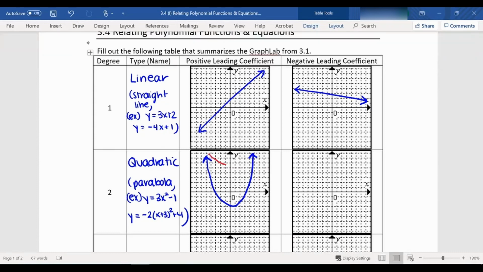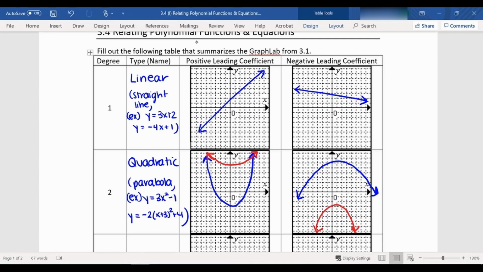You might have something that looks like this. So your U shape does not have to cross the axis. You could have a U shape that is opening up and is completely above the axis. Similarly, you could have a U shape that opens down and is completely below the axis, or you could have a U shape that opens down and crosses the x-axis on its way down. So again, these are just possibilities.